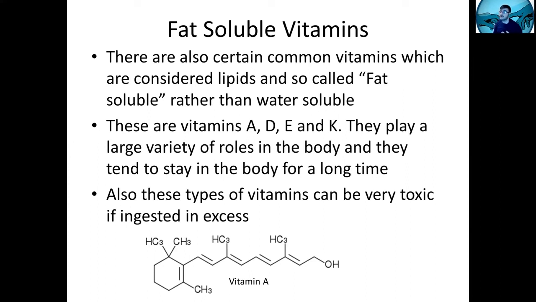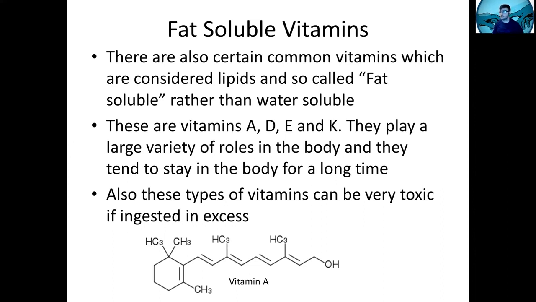They play a lot of roles, and an important thing is that they tend to stay in the body for a long time. They're very hard to get rid of. Because of that, these types of vitamins can actually be very toxic if ingested in excess. That's why it's very bad to take a lot of vitamin A or vitamin K tablets. Those are very highly controlled, especially because little kids obviously don't know any better. They might take a lot of vitamin A and can actually get poisoned. It can lead to things like blindness, vomiting, or sometimes even death. Take too many.